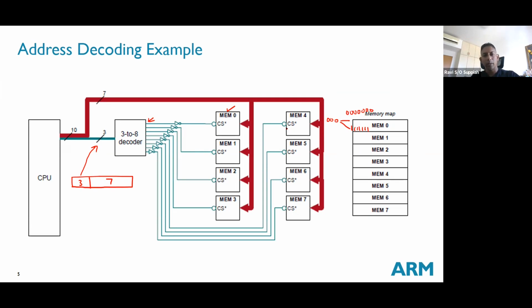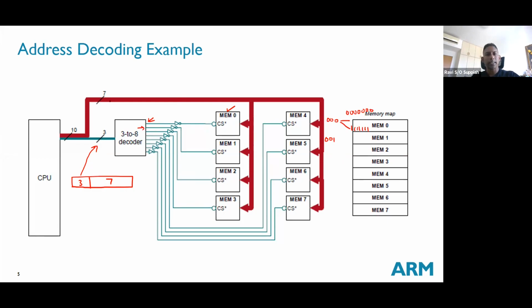Then when I go past this address, to where the upper 3 bits become 0, 0, 1, the same thing happens, correct? That means as long as the upper 3 bits are 0, 0, 1, only the second line will be activated. All the other lines will be deactivated.